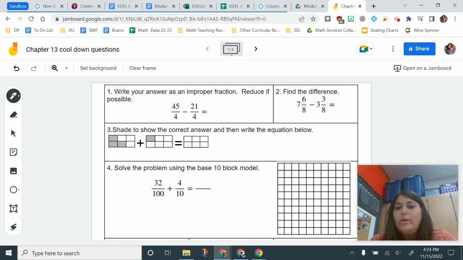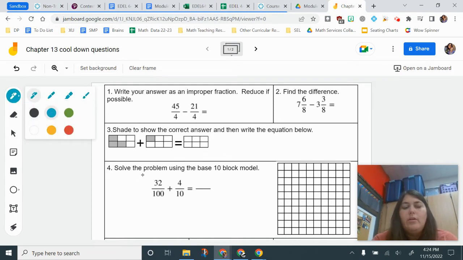Hi everyone, we're going to quickly go over the cool down questions for chapter 13, all of these operations with fractions. So let's get started. For number 1, writing our answer as an improper fraction, reducing if possible.